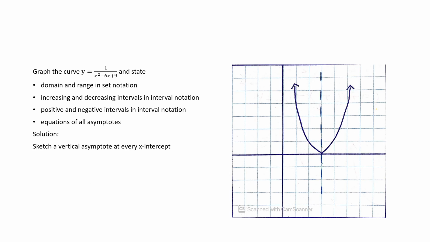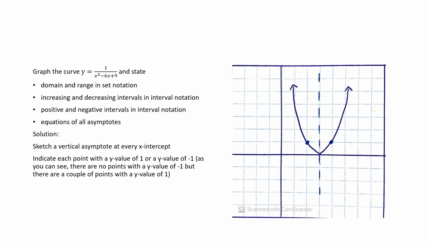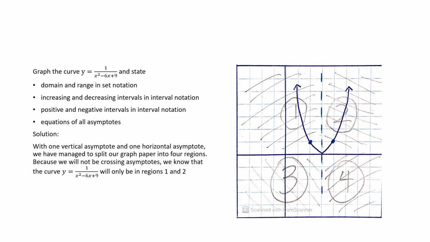We sketch our vertical asymptote. Okay, we go to each point with a y value of 1 or negative 1. Now, we can look at these regions 1, 2, 3, and 4 if we wish. We can see that the parabola is in region 1 and in region 2, but is not in region 3 or in region 4. These regions are formed by only looking at the intersection of the vertical asymptote and the horizontal asymptote and ignoring the y-axis at all. That's irrelevant to this part of the analysis.